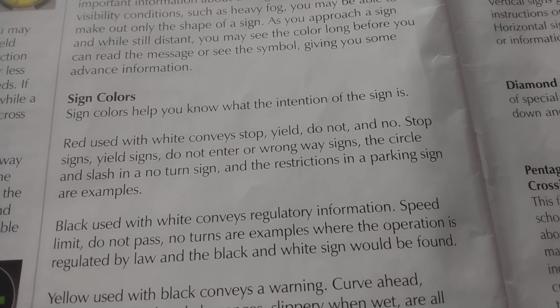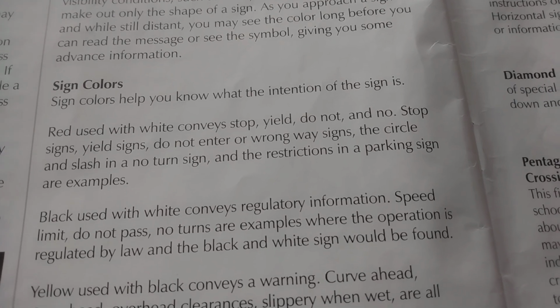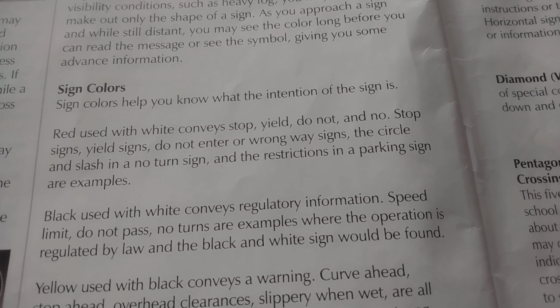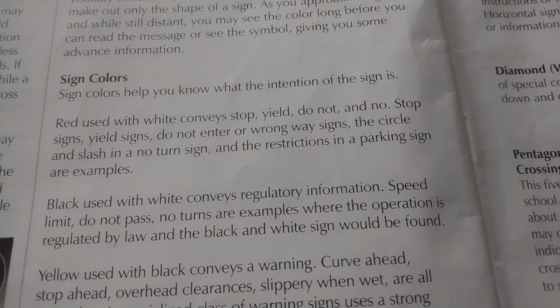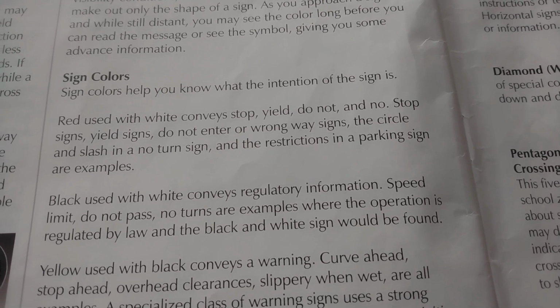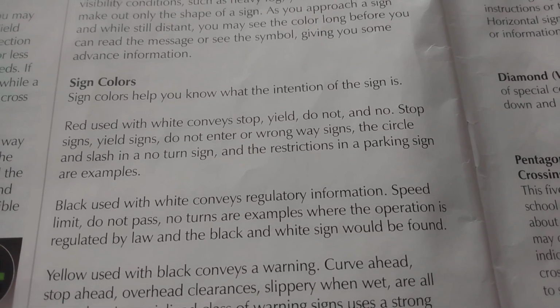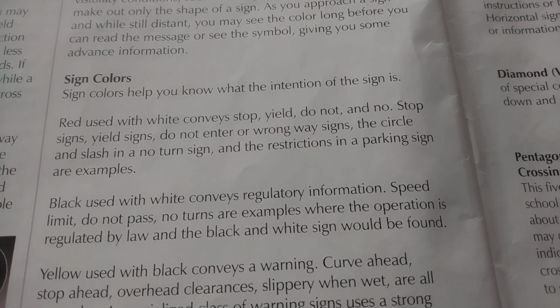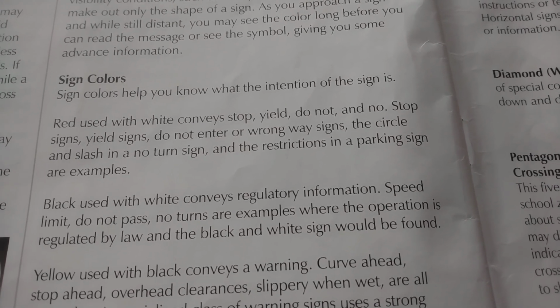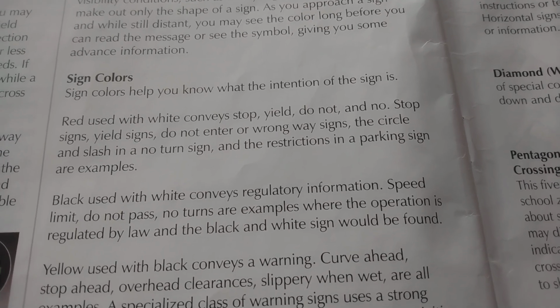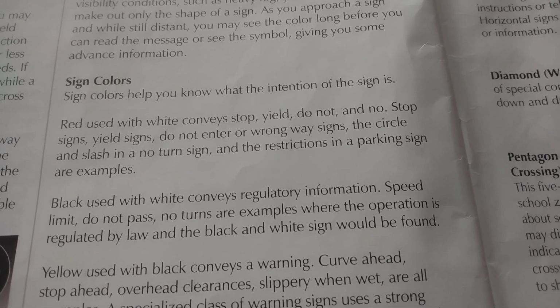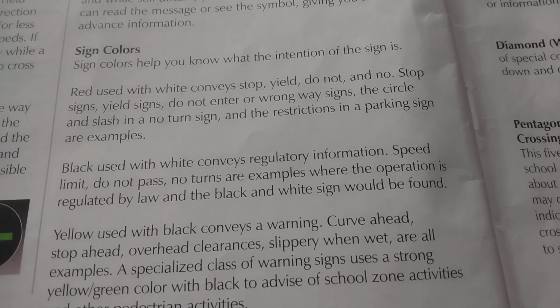Sign colors. Sign colors help you know what the intention of the sign is. Red, used with white, conveys stop, yield, do not, and no signs. Yield signs, do not enter or wrong way signs, the circle and slash in a no turn sign, and restrictions in a parking sign are examples.